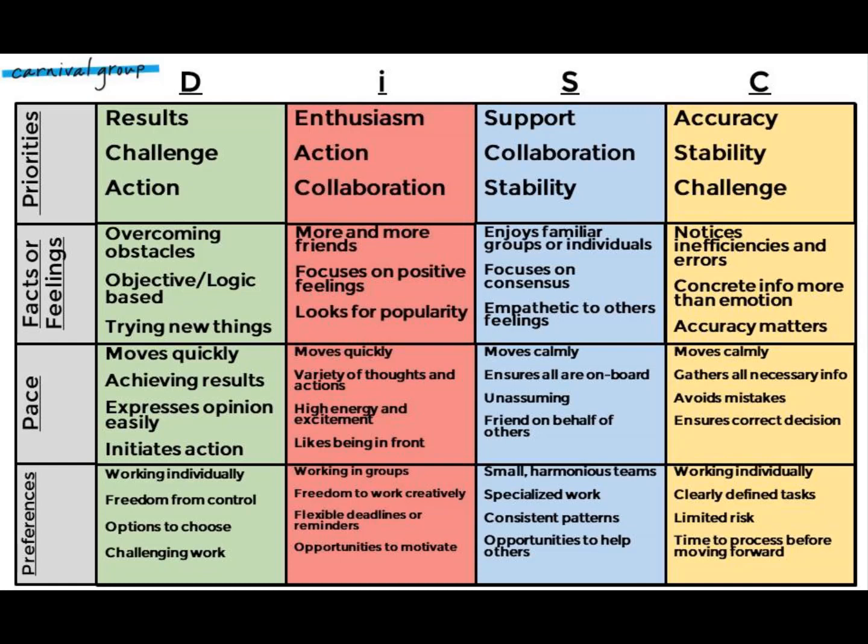And then move on to the pace category. How quickly do you usually go about things? And what makes you go quickly? Try to identify which of these items fit with you. And then finally, go into the preferences. Which of these preferences would you say you identify with? Which are your preferences also?